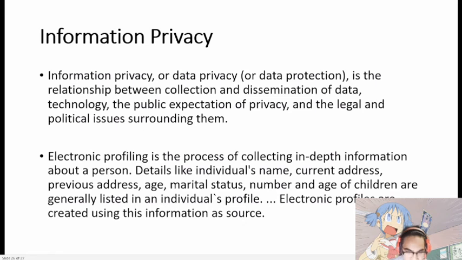Information privacy. Information privacy, or data privacy, or data protection is the relationship between collection and dissemination of data, technology, the public expectation of privacy, and the legal and political issues surrounding it.